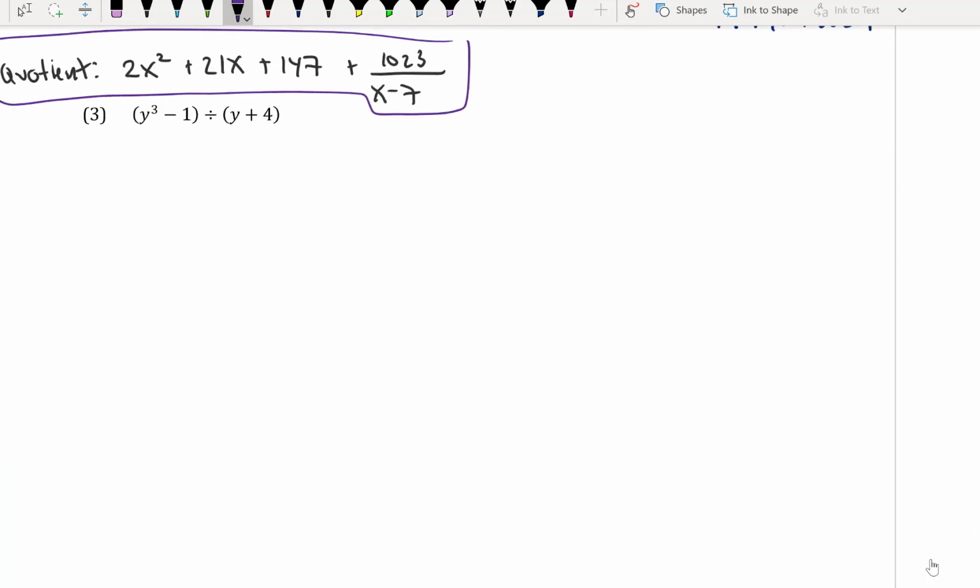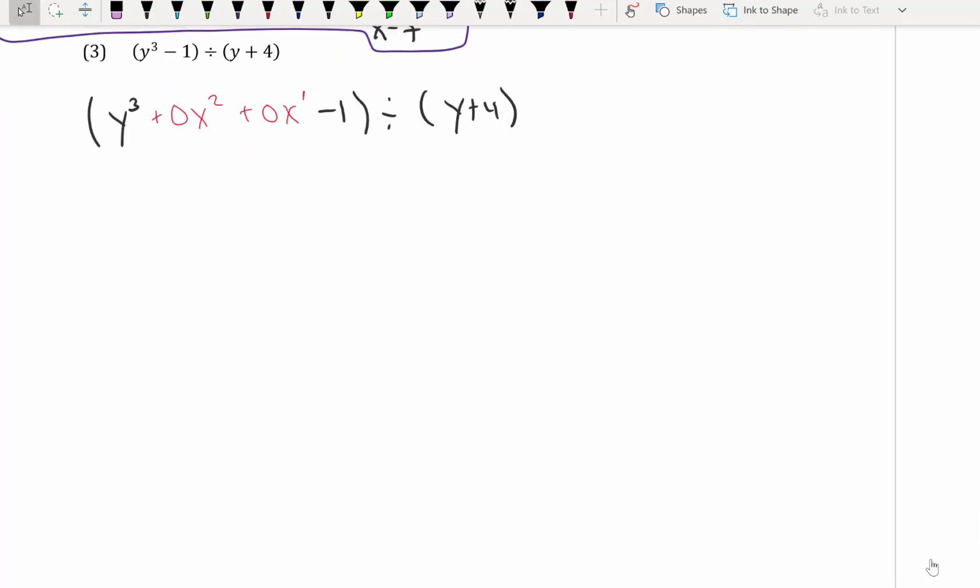And so that's going to be my final answer for number 2. So number 3 is very similar. So I'm going to rewrite it. So I really have y to the 3 plus 0y squared plus 0y to the 1 minus 1, that's being divided by my y plus 4. So remember, we need those placeholders. Remember, we need to go from degree 3 to the constant.